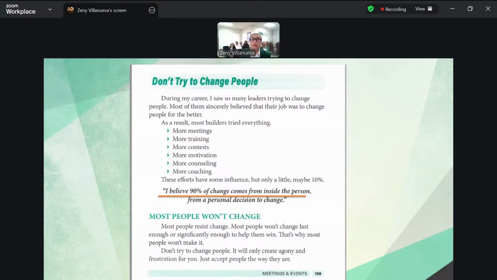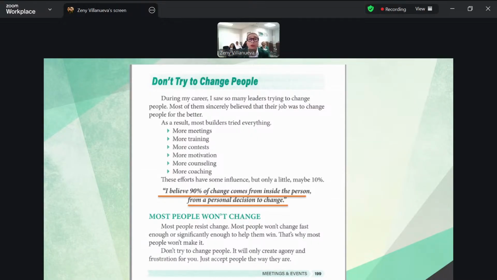I believe percent of change comes from inside the person, from a personal decision to change. You may have teammates right now that have been attending events. They are professional meeting attendees. They are professional convention attendees. They don't bring teammates to the event. They just keep going to the event by themselves. It's their personal decision to change. I cannot change them.